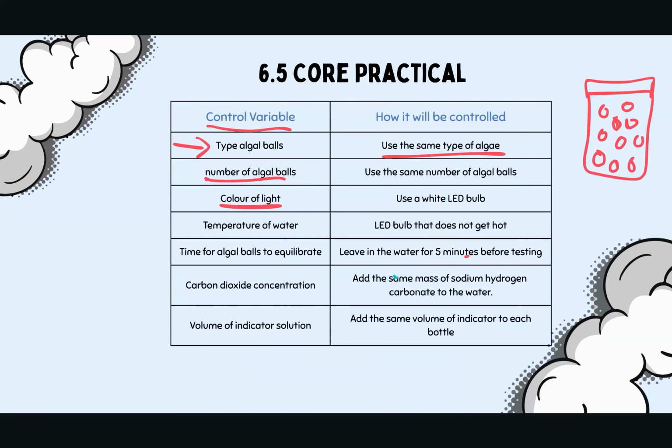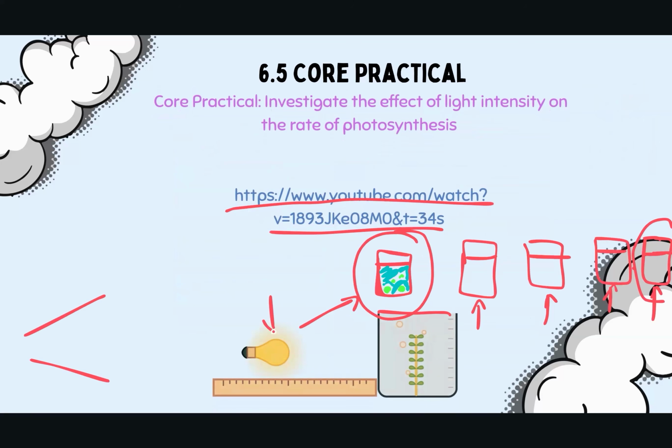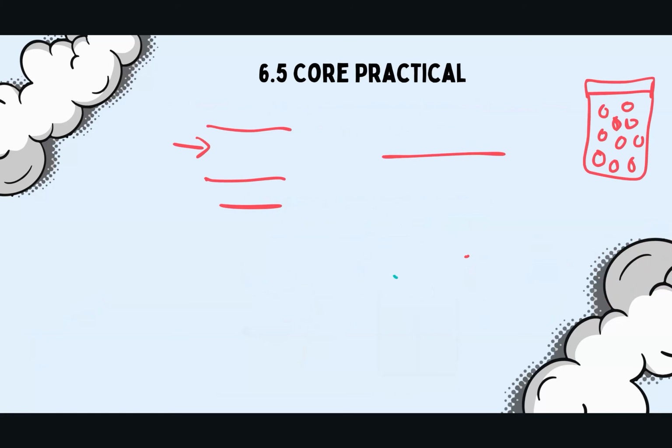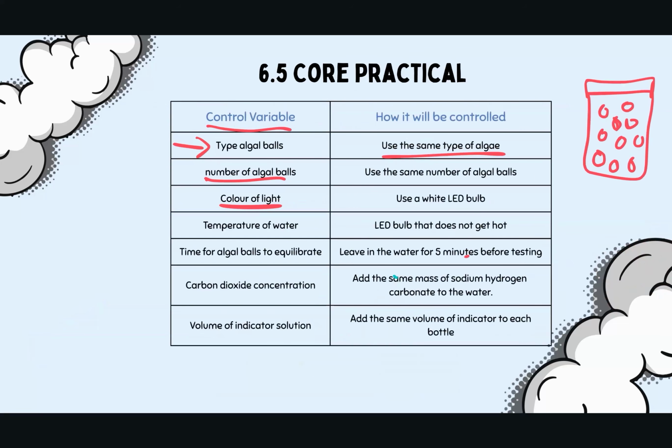The color of the light, the best thing to use is LED. And the reason we use LED is because it doesn't give out as much heat. Because if it gives out lots and lots of heat, what's going to happen is the beakers that these tubes are in, which are closest to the bulb, they're going to heat up. And then that's going to change the rate of photosynthesis. The temperature of the water. LED bulbs are used because they don't get that hot.